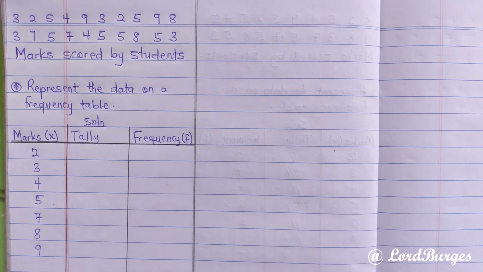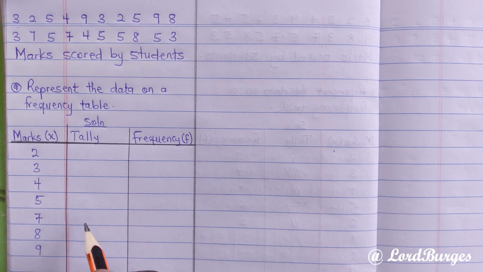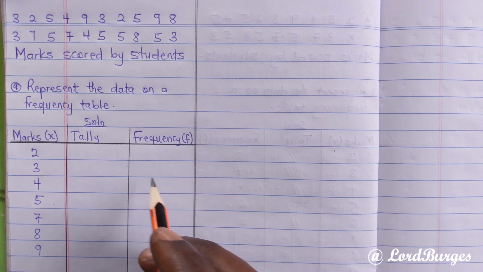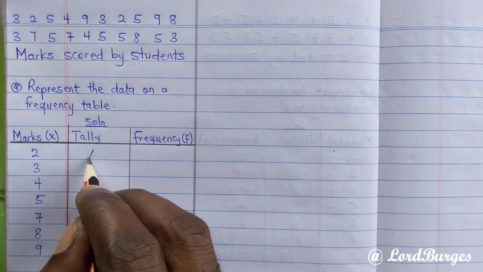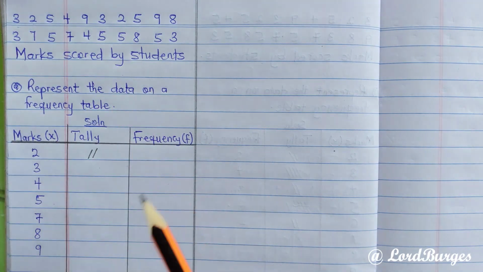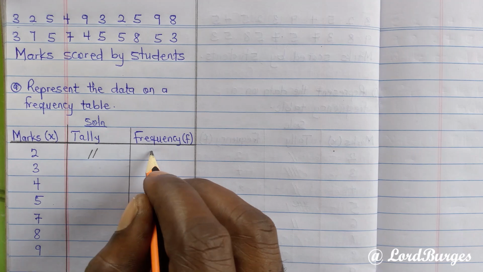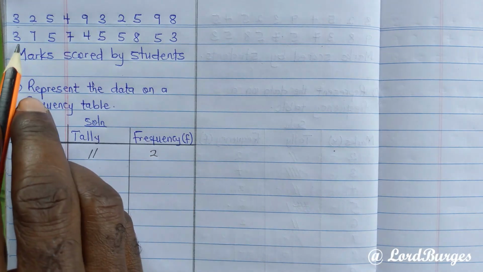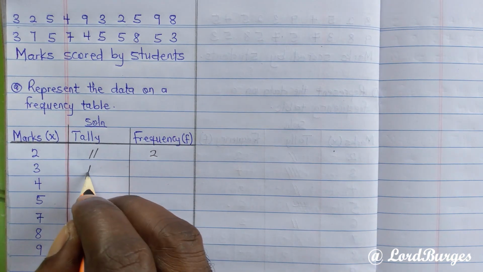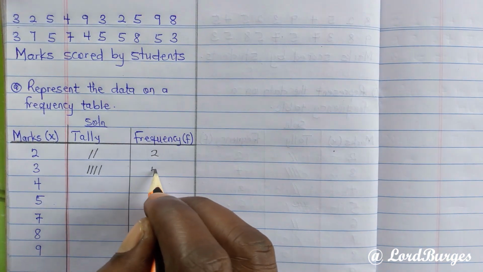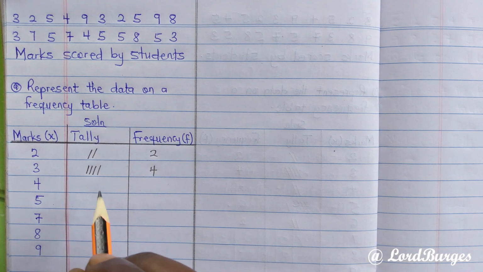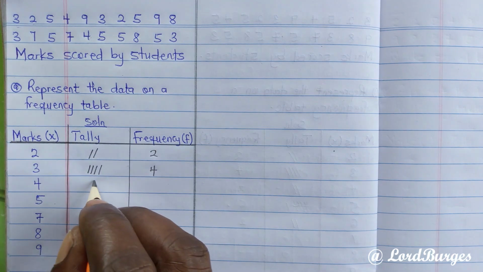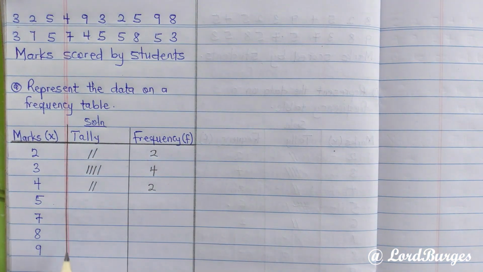So when we look at the data, how many students scored 2? There are only 2 from the data, that is 1, 2. So the frequency is 2. Then the 3 is 1, 2, 3, 4. So we have 4. The 4 is also 1, 2, which is 2.